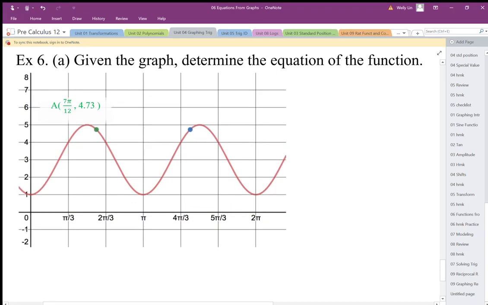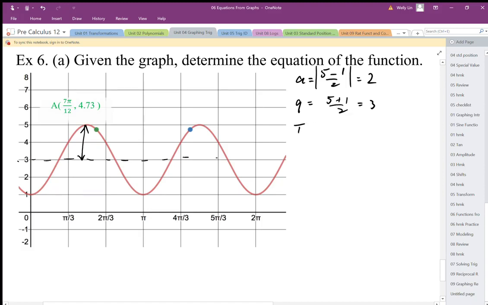Okay, so the last one here, we want to determine the equation of the function. So again, we want to do the same thing. We want to find out the amplitude, the distance from the middle to the top. Okay, we can see it's 2. Okay, the amplitude is going to be 5 minus 3 divided by 2. 5 minus 1, that's the min, divided by 2, which is 2. Our middle is going to be at 3, so 5 plus 1 over 2 is 3.